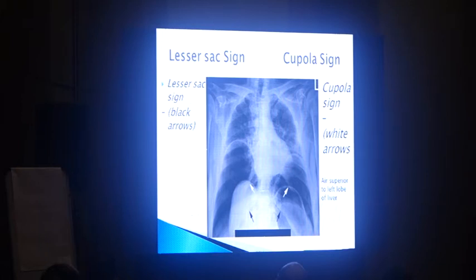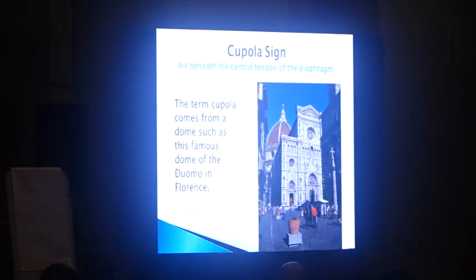And then on the left side we can see the cupola sign. Cupola is basically a word derived from the dome of a building. Sometimes the air is superior to the left lobe of the liver, and the diaphragm is raised just like the dome of a building. So this sign is called the cupola sign. It was derived from one of the buildings of Florence, the cupola sign.